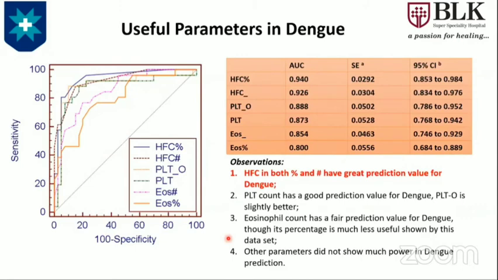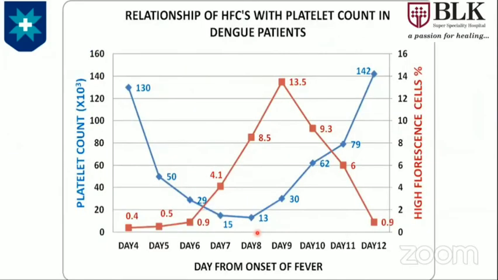We had also done a study in our center using various parameters to predict dengue. What we found was that out of all the parameters we used, whether it was the platelets, the eosinophils, the HFCs, etc., the high fluorescent cells, which were nothing but the lymphocytes or the reactive lymphoid cells, both in percentage as well as in terms of the absolute values, gave the highest predictive value of detecting dengue in patients.